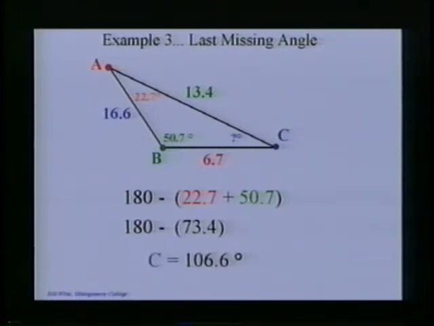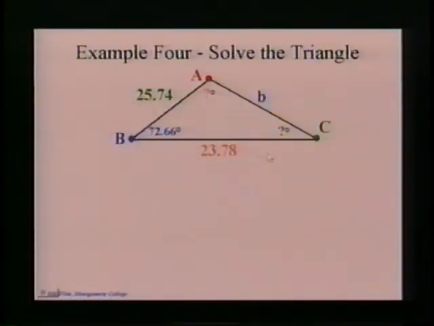In this case, C is 106.6 degrees. So make it easy on yourself if you can once you know a pair or once you know two angles. Let's do one more example, just to the point where you're truly sick of it.